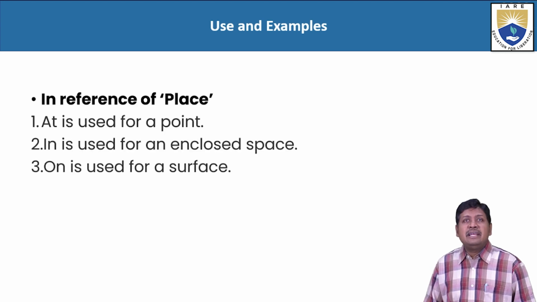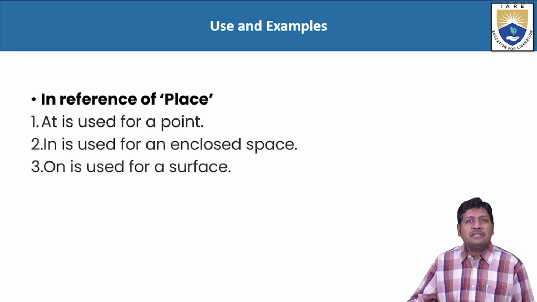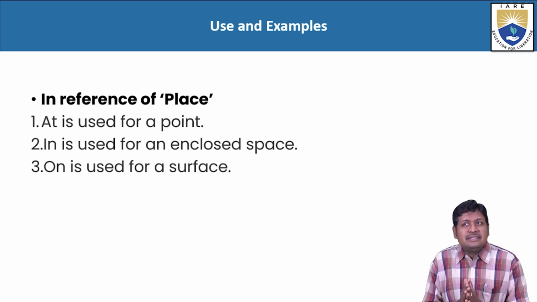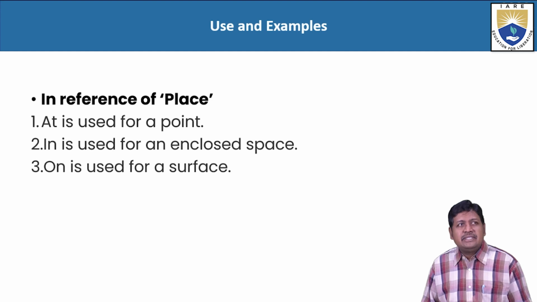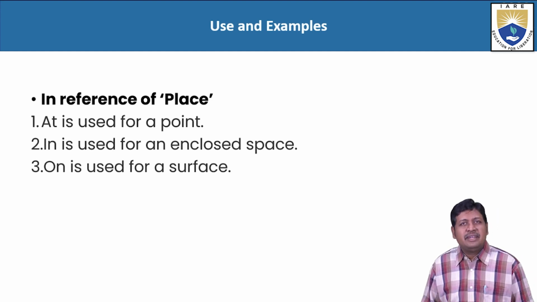In reference of place, for example, at is used for a point, in is used for an enclosed space, on is used for a surface. The pen is on the table. In is used for an enclosed space. He's in the kitchen. He's in the hall. He's in the bedroom. Right?